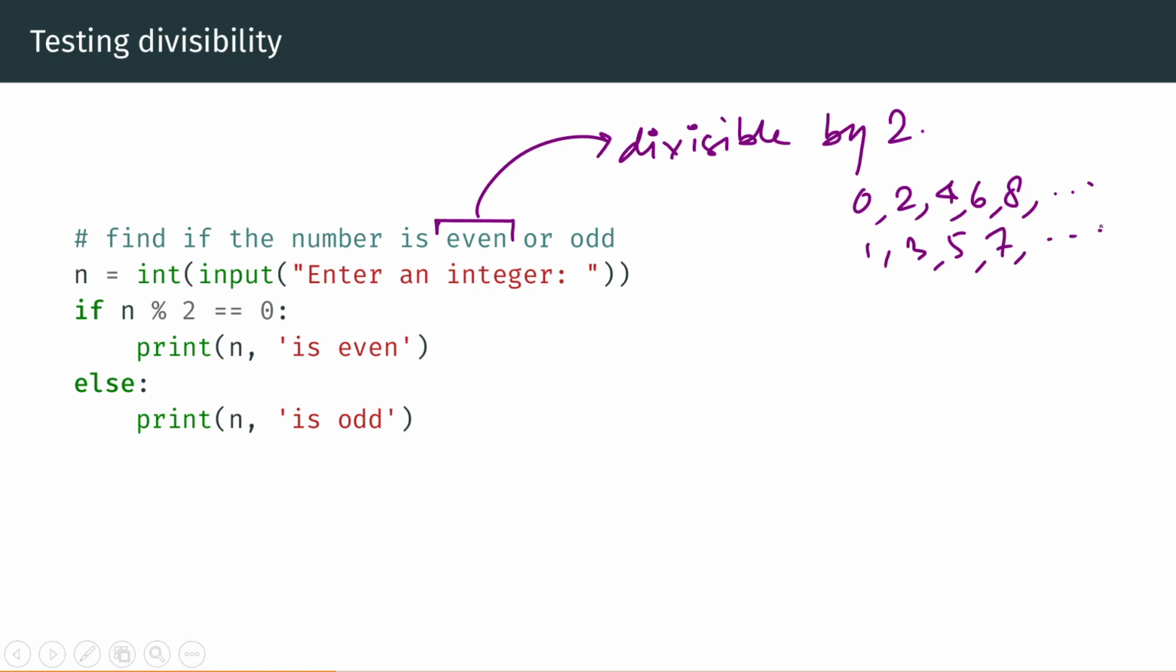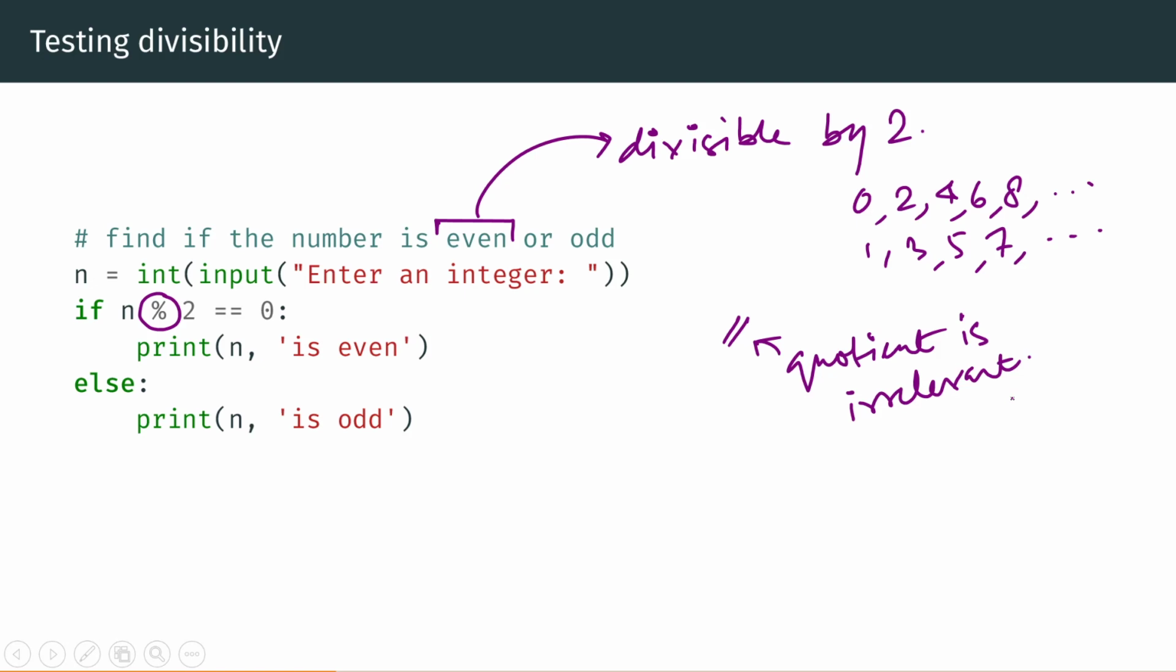So how would we find out if a number is divisible by 2? Simple. We use the modulo operator. We do not use integer division because we don't care about the result. We don't care about the quotient, right? The quotient is irrelevant.